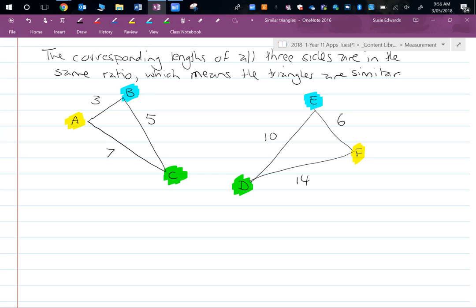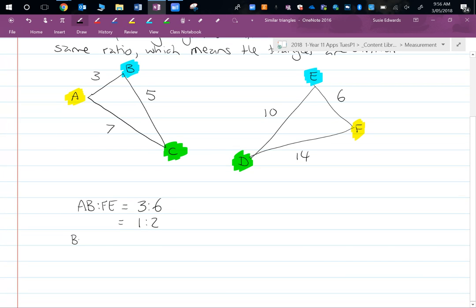So because of that, we can look at this and we can say, okay, the ratio of A to B and yellow to blue again, so F to E, is equal to 3 to 6, which is the same as saying 1 to 2. Okay, so that length to that length is the same when we simplified it to 1 to 2.